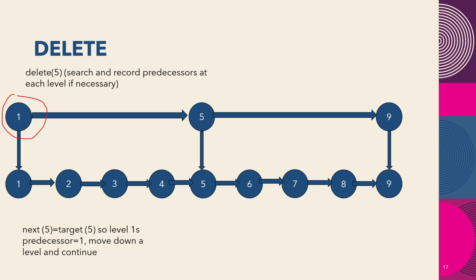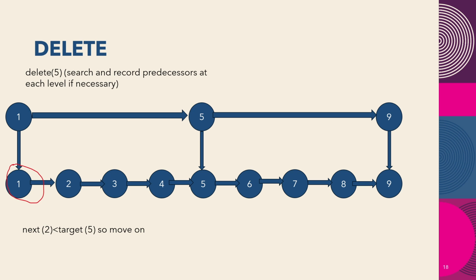So like always, we're going to start at that first node of the highest level. We have it circled here, and we're going to check its next value, which is in this case our target of 5. Since we've found that our next is our target, we know that our current one is the predecessor for our deletion. So on level 1 here, we know our predecessor is 1, so we're going to move down a level and continue this process for the next level.